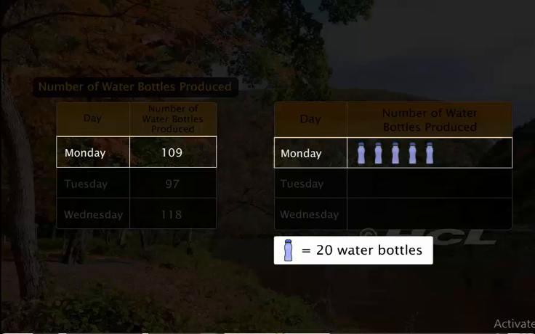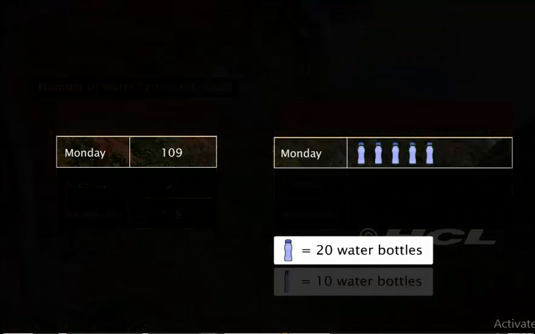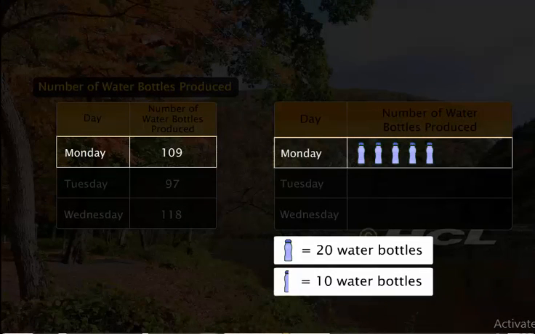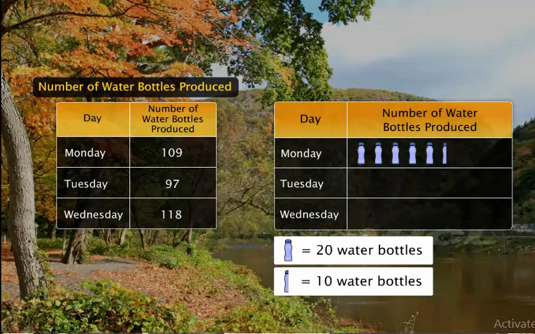Let's see. We use 5 whole symbols to represent 100 water bottles. We round off the remaining 9 bottles to the nearest 10. One symbol represents 20 water bottles, and so half a symbol represents 10 water bottles. As 9 is closer to 10, we can represent it with a half symbol.